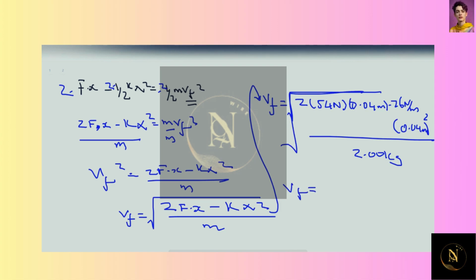So the final velocity happens to be, if you plug in those numbers, I'm going to use my calculator. So this is square root of 2 times, actually I need 2 brackets. So square root of 2 times 54 times 0.04 minus 76 times 0.04 and another 0.04.